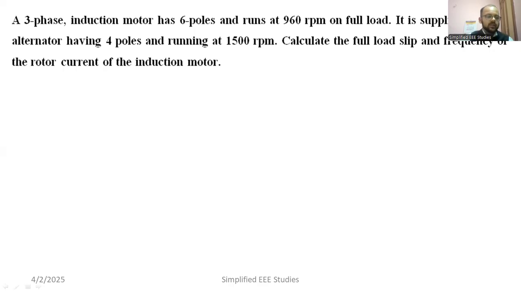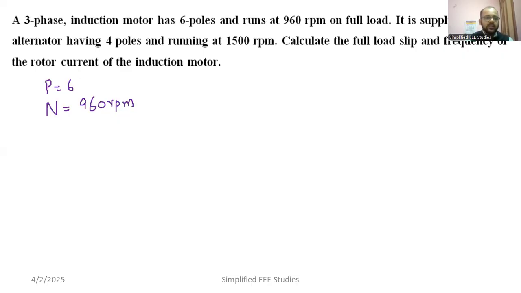Now I'll be showing you the new problem. Let me share my screen. So we'll complete the numerical example quickly. You can read the question first of all. A three-phase induction motor has 6 poles. So P is equal to 6, and it runs at 960 RPM on full load. So the speed of the rotor is given as 960 RPM.